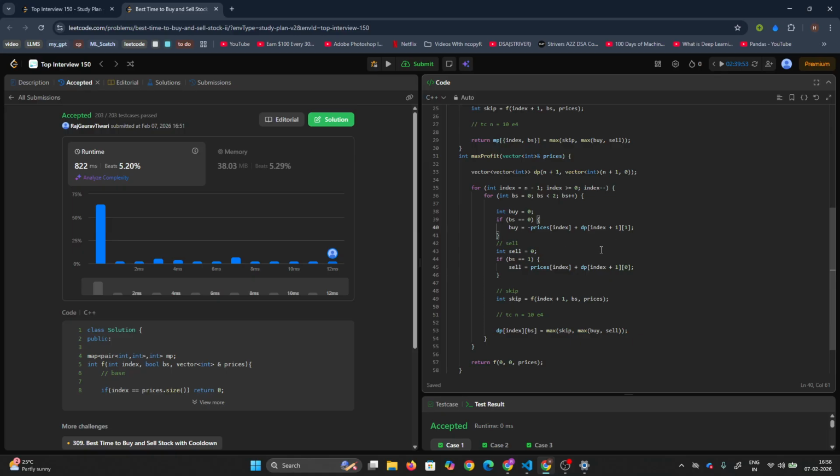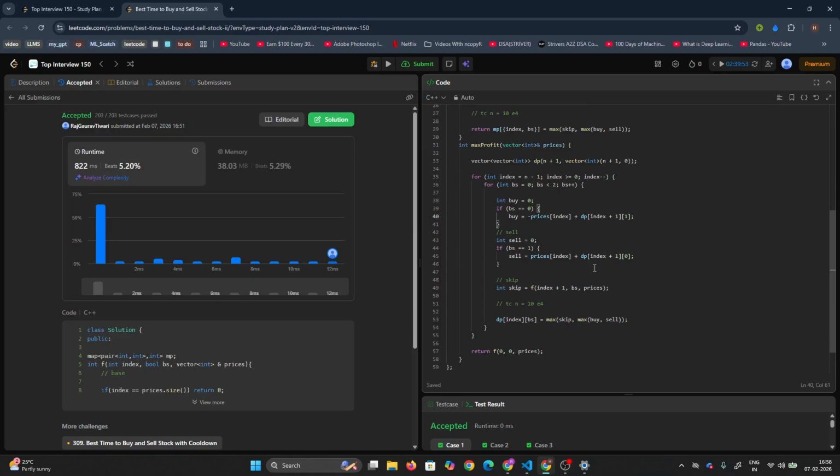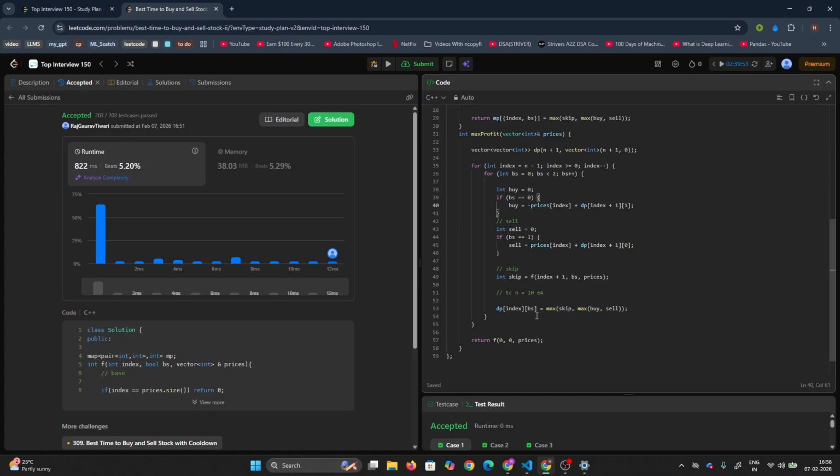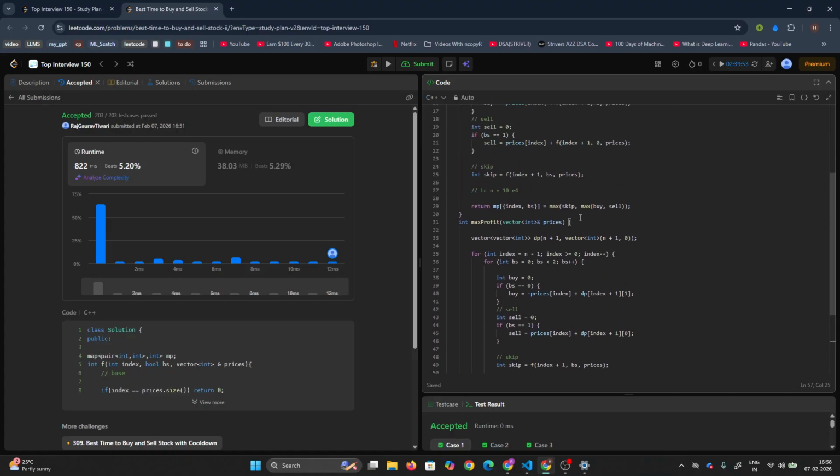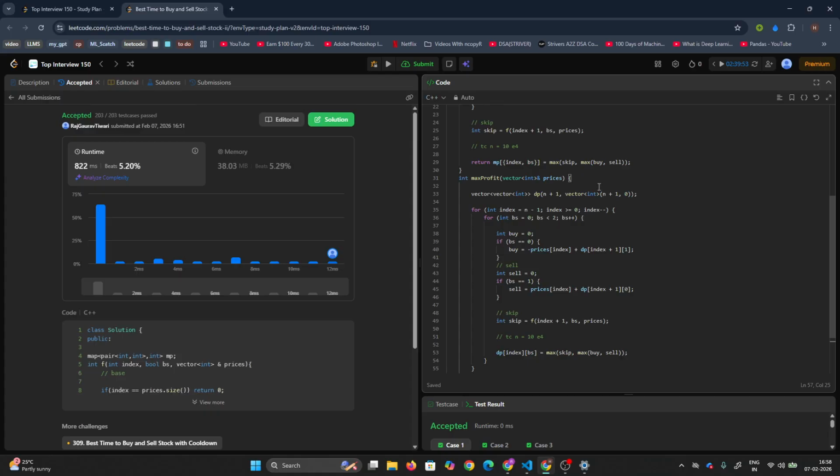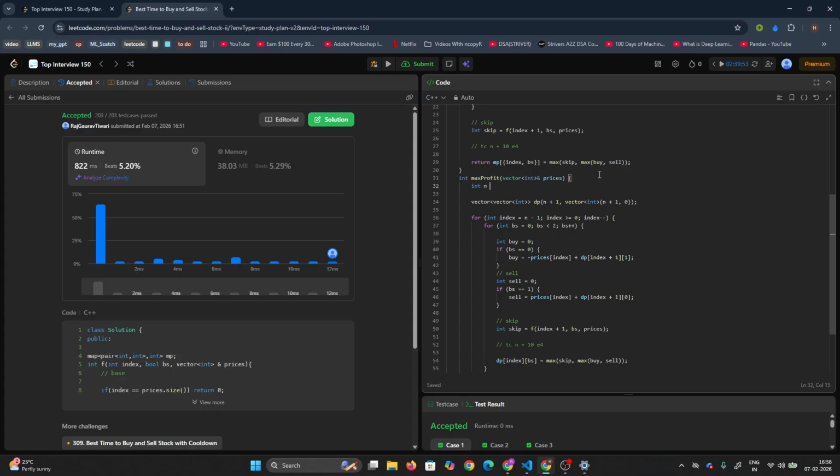So we converted this. Now what we need to do is just return. So we were returning f of 0 comma 0, so instead of returning f of 0 comma 0, we would return dp of 0 comma 0, because our dp is initially a function only, that recursion function, just we have stored it in a data structure. And let us write int n is equal to prices dot size.